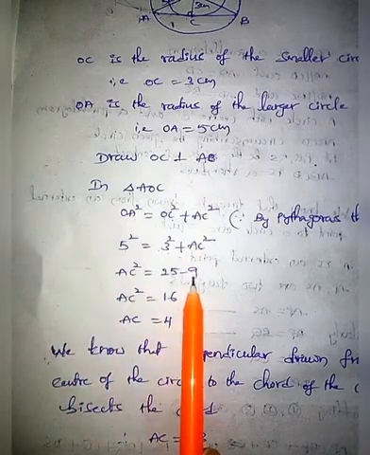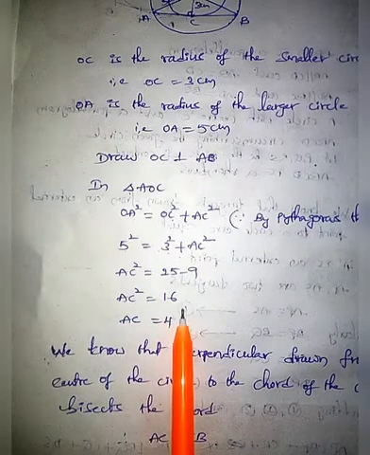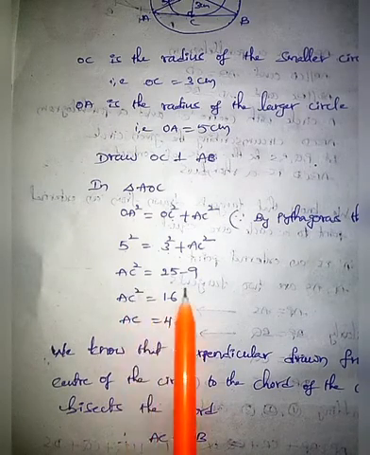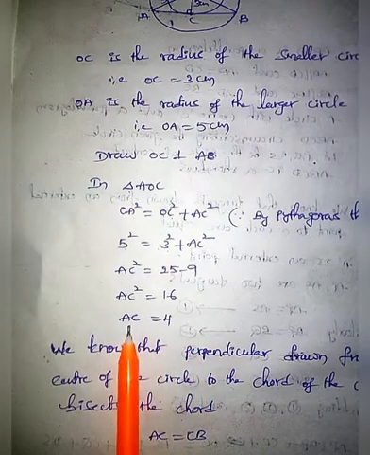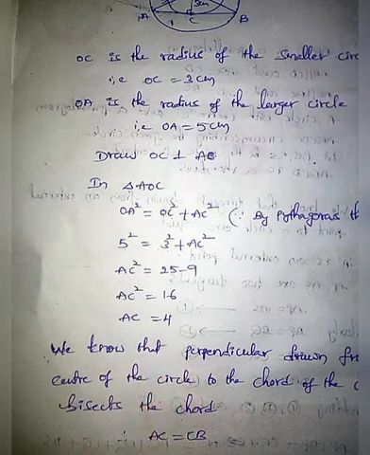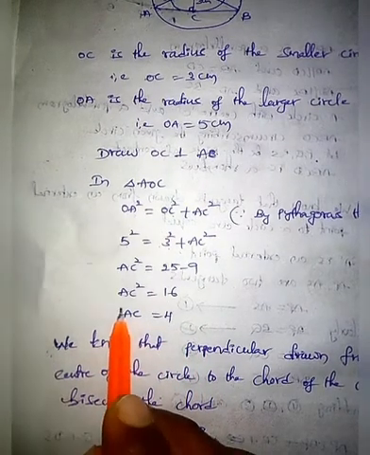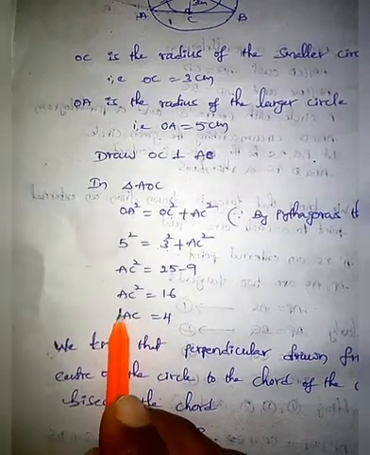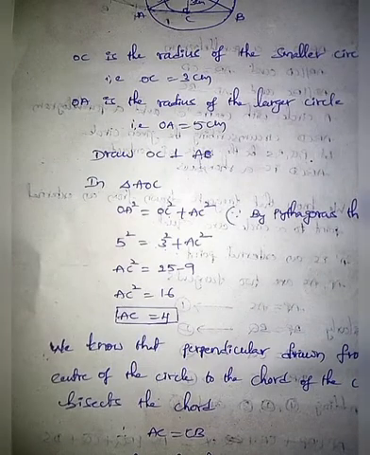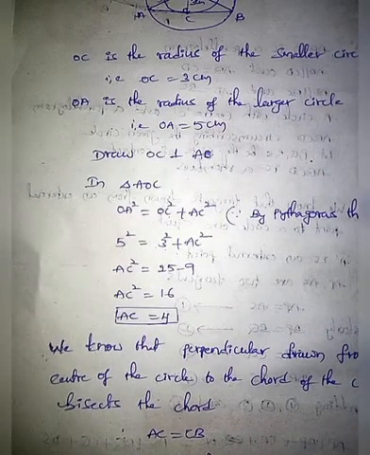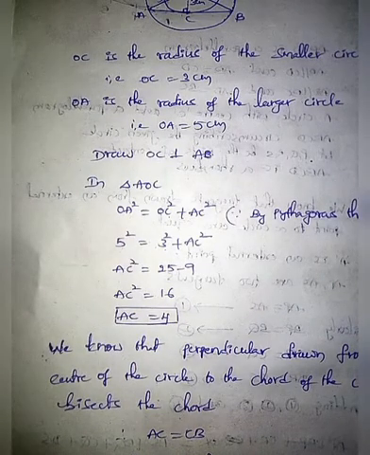AC square equals 25 minus 9, that is AC square equals 16. If you transpose the square also, it will be the root of 16, which is 4. Okay, AC equals 4. Okay, up to this part, one part is completed.